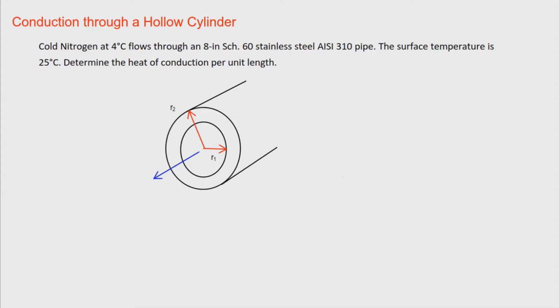Now, since we're done deriving the formula for conduction through hollow cylinders and hollow spheres, we can now solve an example or a problem that involves such kind of conduction. So here we have a hollow cylinder, or specifically a pipe, which is IC310. The details are included in the problem.